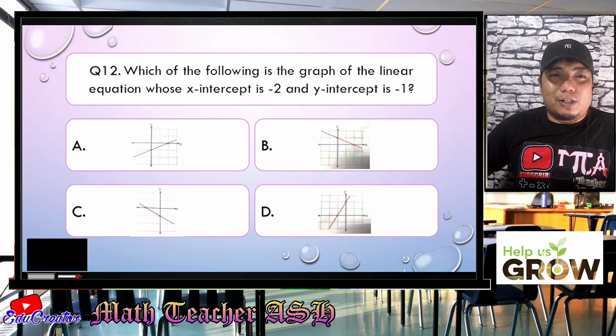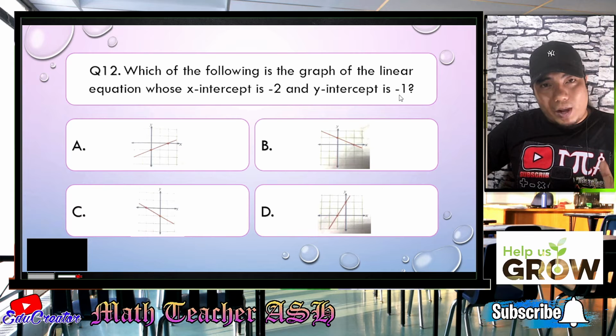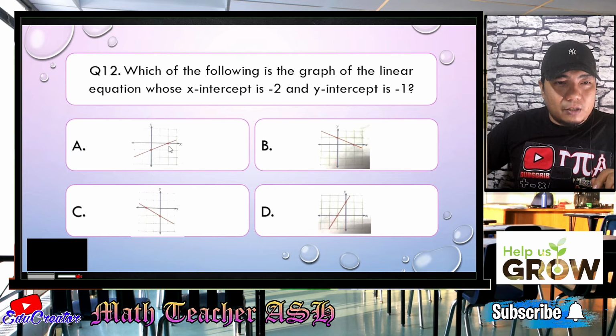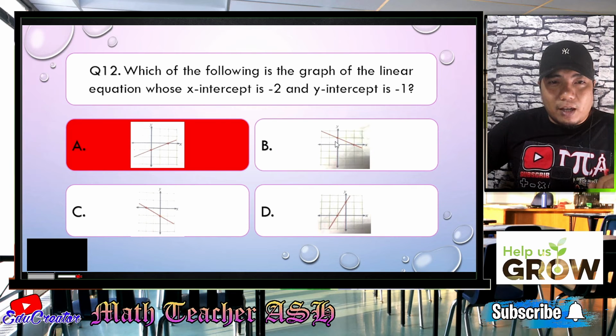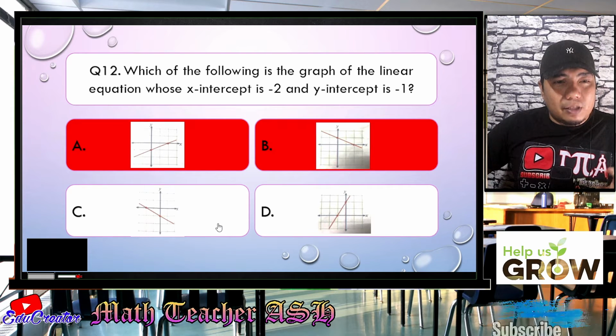Alright, math learners, so what we need to do here is just see whether the point -2 on the x-axis and the point -1 on the y-axis are hit by the graph. So we have here positive 2 for x. This is wrong. How about here? Positive 1 for y. This is the y-axis. It is positive 1. That is also wrong. How about this one? The x here is -2. That's correct. The y is -1.